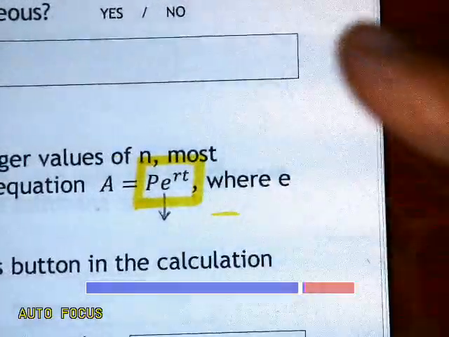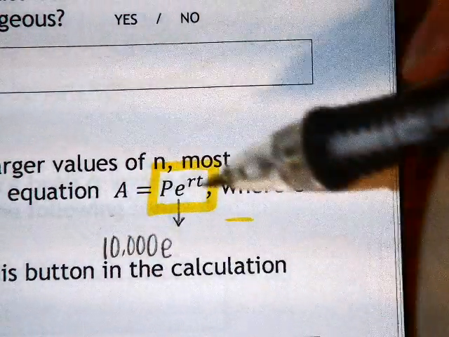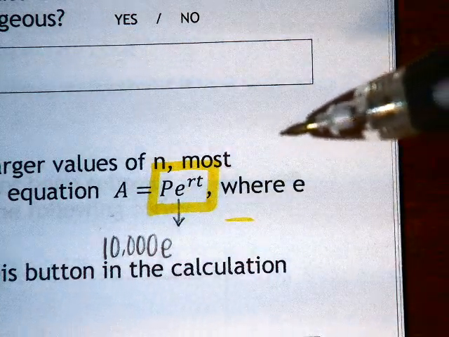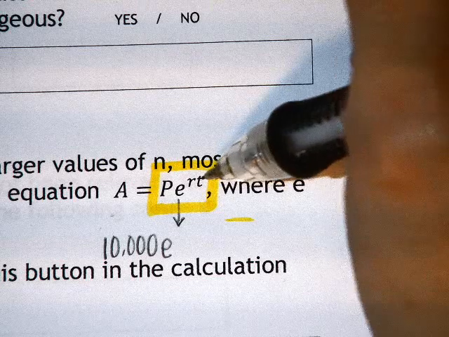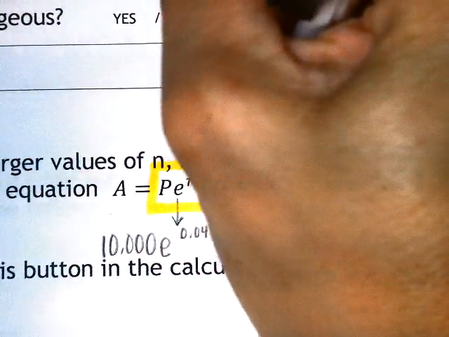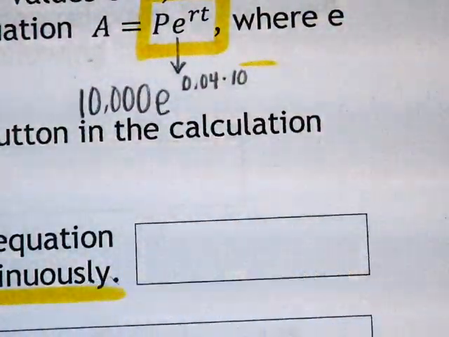Now, to use PERT, it's pretty straightforward. P still stands for principal. So his principal investment in number 3 was initially $10,000. So I'm going to keep that. E is a constant, so I'm going to write E, and I'll show you what to do with it in a second. But for now, it's not a variable. It doesn't plug in as anything. Write the letter E, to the power of R, that was our rate as a decimal, 0.04, times T, which was the time he was investing for, 10 years.